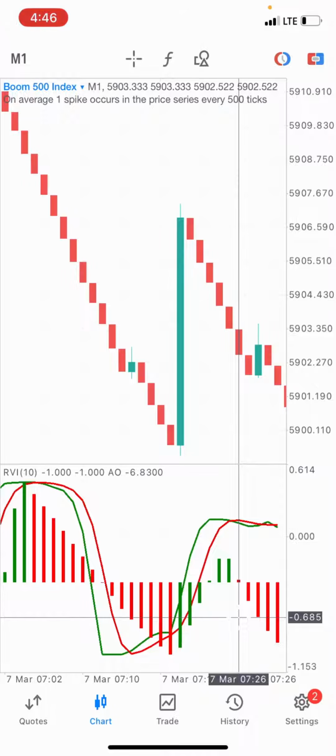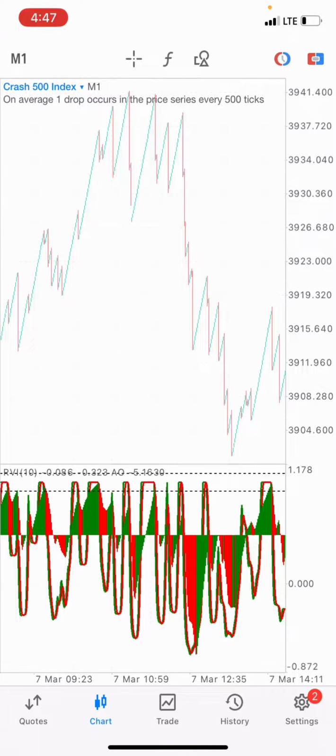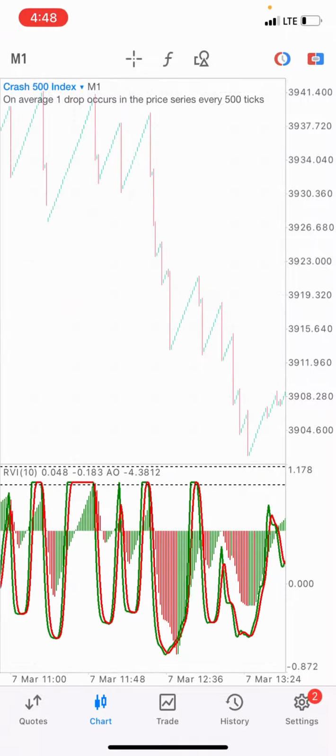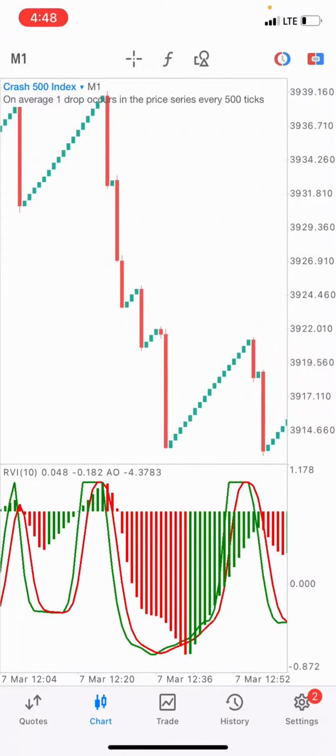All right, I'm going to share with you how you can do this on the Crash 500 index as well. Now let's go over to the Crash 500 index, and we're using the same parameters and setup for the same strategy. We're using the fourth zoom level for the Boom 500 index, and the Crash 500 index is the fourth zoom level as well. So this is the first zoom. You zoom in 1, 2, 3 and 4. All right, this is the fourth zoom level.